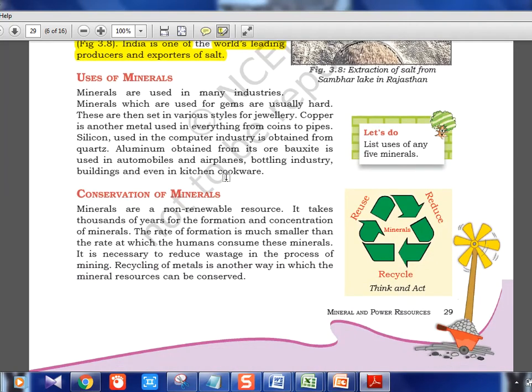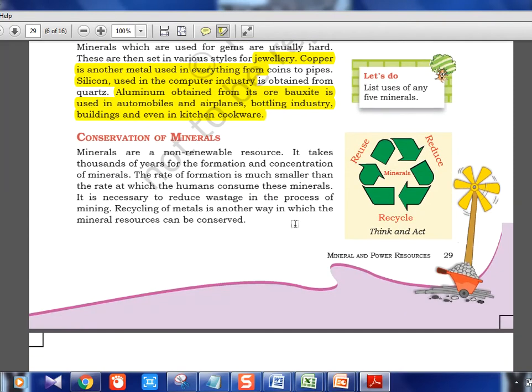Use of minerals. Minerals are used in many industries. Actually, we have a different chapter for industries itself. There we'll focus more. Again, jewelry, copper is another metal used in everything from coins to pipes. Silicon is used in the computer industry, you know. Aluminium obtained from its ore bauxite is used in automobiles and airplanes, bottling industry, buildings, even in kitchen cookware. So aluminium, silicon, copper, a variety of uses are there for that.